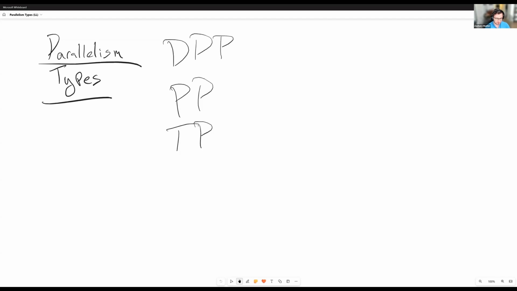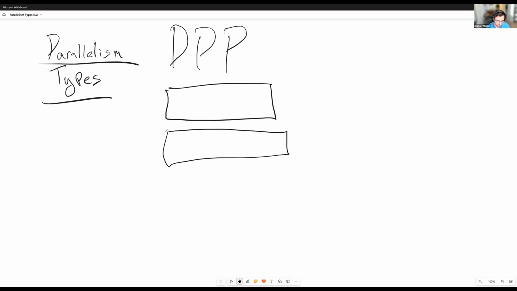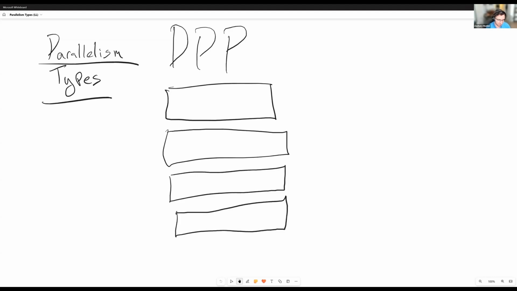So first, let's chat about DDP, which means distributed data parallelism. The idea with DDP is it is designed solely to increase the throughput when training. So it's not one of these strategies where we do some sort of fancy model splitting. Instead, we have replicas of our model that exist on every GPU. So we're going to say this is Model 1, Model 2, Model 3, Model 4.